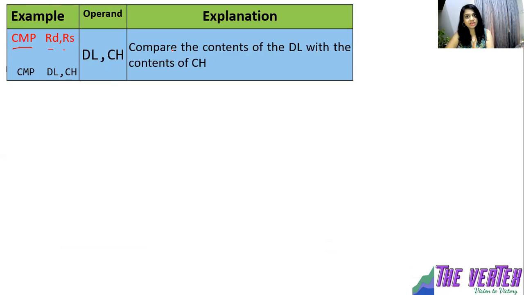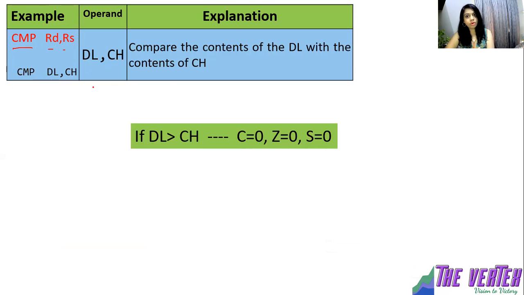So what this instruction does is it compares the contents of DL with the contents of CH. That means it does subtraction of CH from DL, that is DL minus CH. And after subtraction, what happens if DL is greater than CH? That means if the contents of DL are greater than CH, then C will be 0, Z will be 0, and S will be 0. That means carry flag, zero flag, and sign flag will be 0.